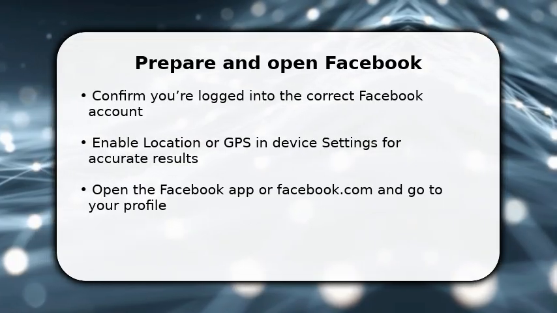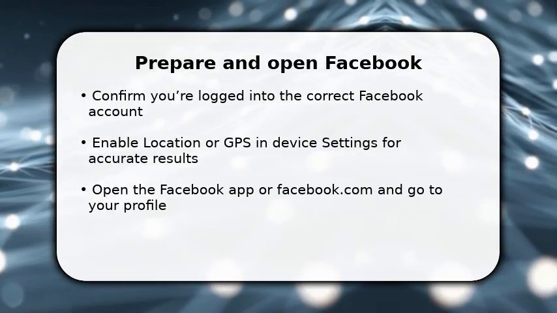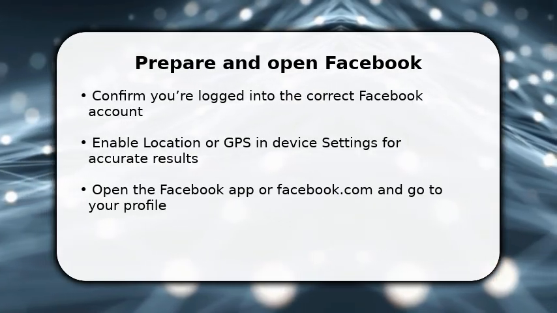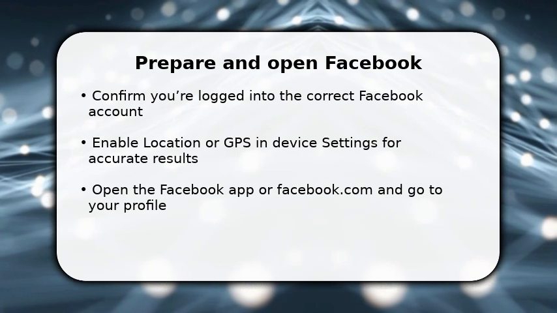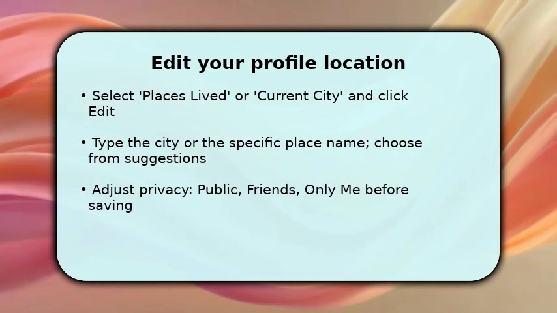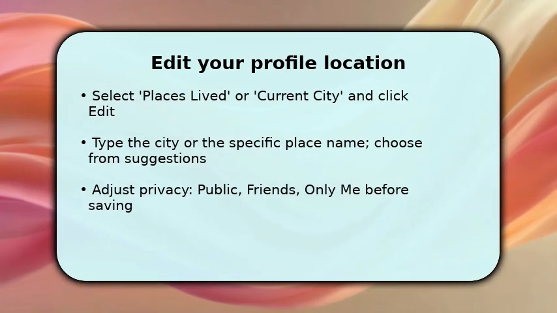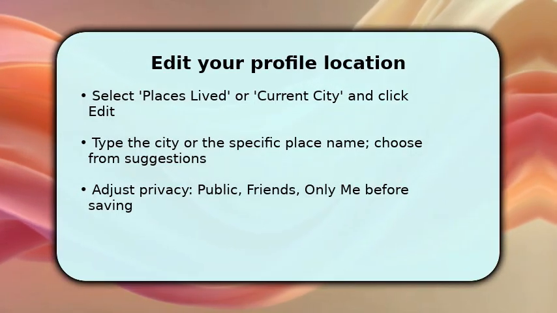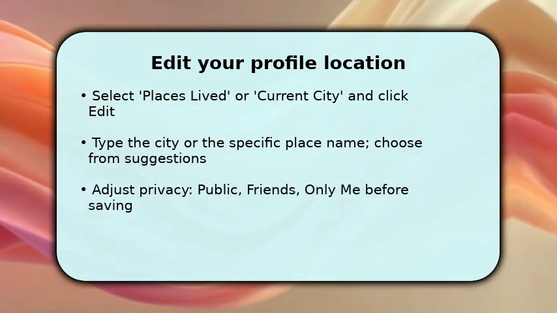This immediate action moves you from setup into editing. Make sure you have a reliable connection so the app can suggest nearby places accurately. You now locate the specific place field like current city or places lived and select Edit. This is where you type the location name. As you type, pick the correct suggestion from Facebook's dropdown to attach a standardized place ID.